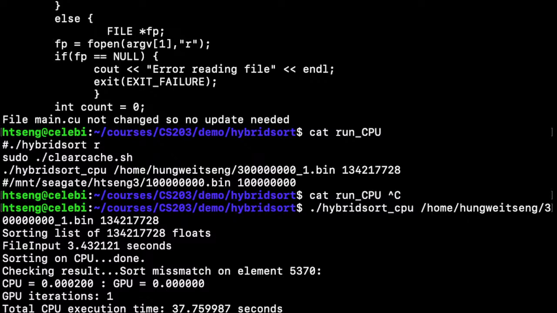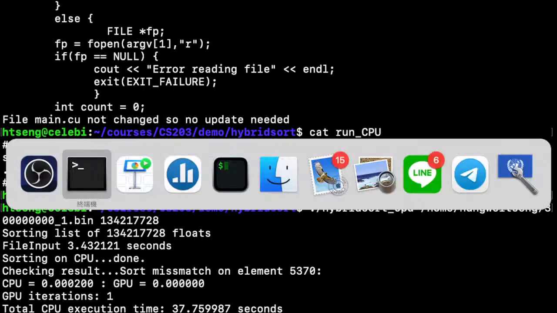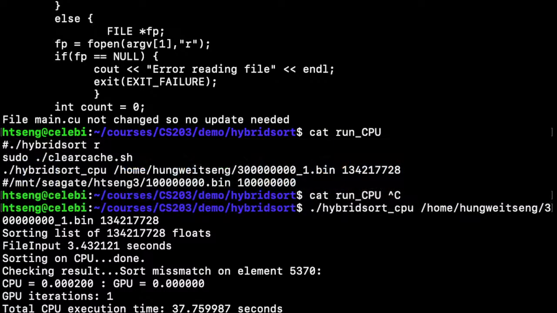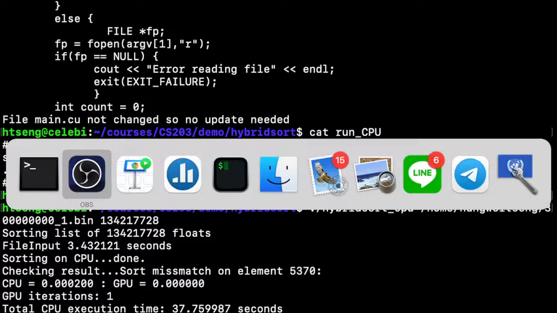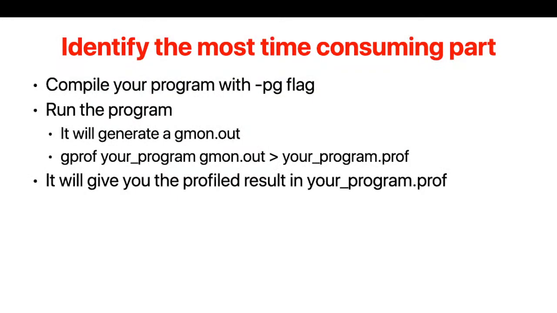But the thing is, now I have a program that uses quicksort on CPU, and it takes about 38 seconds on the sorting part, right? Apparently this is the most time-consuming part, and it's easy to tell. But most of the time, if you don't have this kind of tool, how are you going to know? So then, go back to this one.